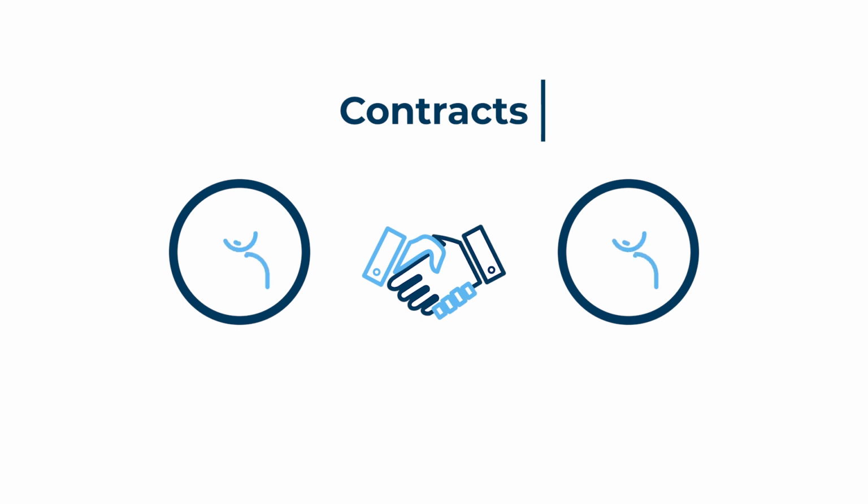Contracts. A contract is a mutually binding legal relationship obligating the seller to furnish the supplies or services and the buyer to pay for them. There are various types of contracts. One of the most commonly used is a long-term contract. An LTC is a contract that sets terms and conditions for an extended period.